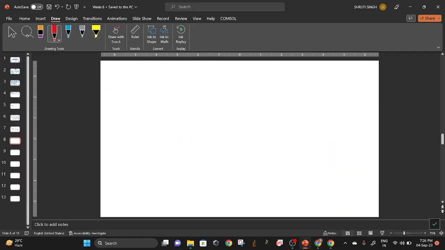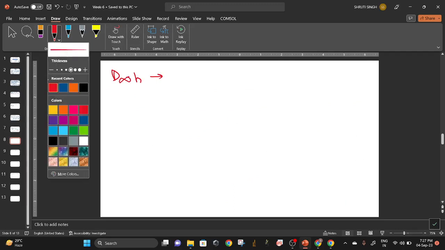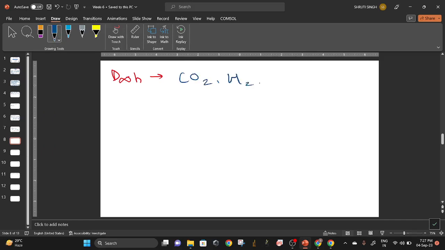Now let's check the other ones also. The next one is D infinity h. Whichever you told before, CO2, H2, N2, these are all in the D infinity h group. So their dipoles will get cancelled. There is no net dipole. So this is non-polar, and a non-polar molecule can have D infinity h.